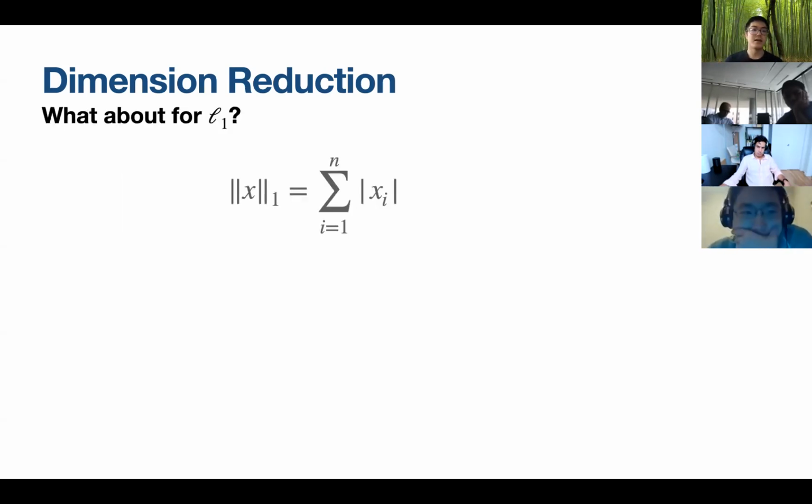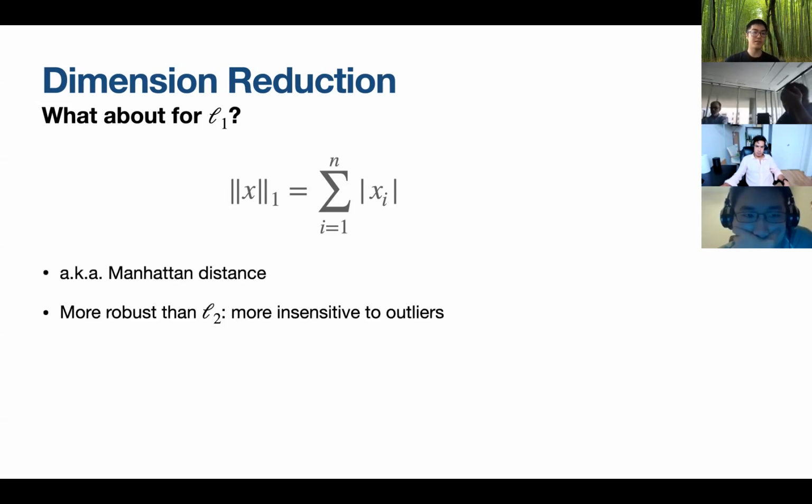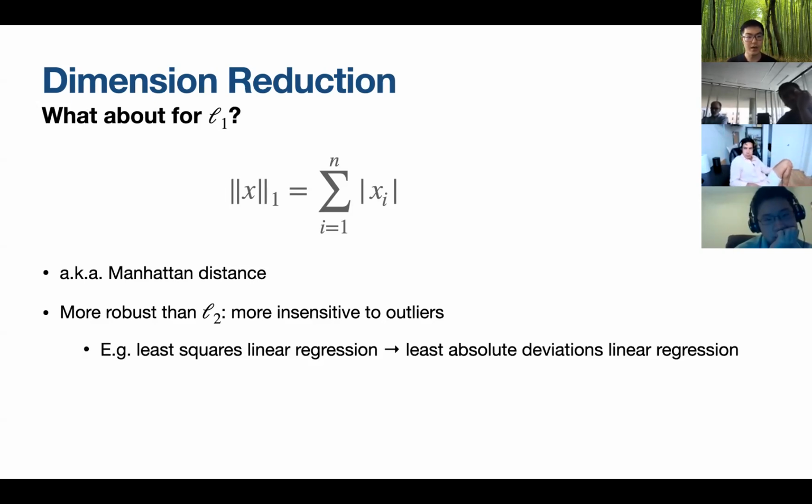So one can ask, what kind of results can we say for L1? So to remind you, the L1 norm of a vector x is just the sum of the absolute values of its coordinates, also known as the Manhattan distance. And the reason why we might want to consider L1 instead of L2 is that the L1 norm is considered much more robust than L2. That is, it's much more insensitive to outliers in various applications. So for example, the linear regression example that I discussed earlier for L2 transforms into the least absolute deviations linear regression problem when we replace the L2 norm with the L1 norm.